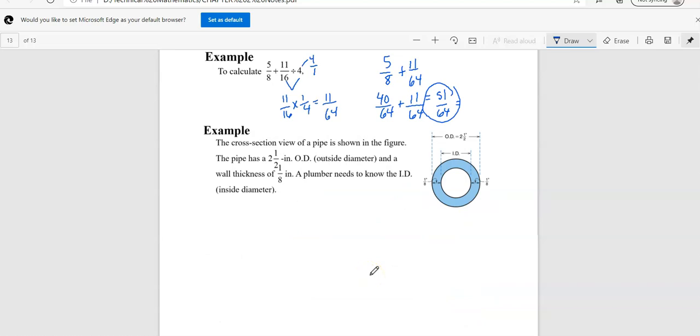The cross-section view of a pipe is shown in this figure. The pipe has a 2.5 inch outside diameter, so it's basically drawn from here to here, and the wall thickness of the pipe is 1/8 inches through here. A plumber needs to know the inside diameter, so basically he's looking for this part that is right here in the middle. So we are going to have to start off with the whole thing, the outside diameter, and we're going to have to subtract off both of these 1/8.